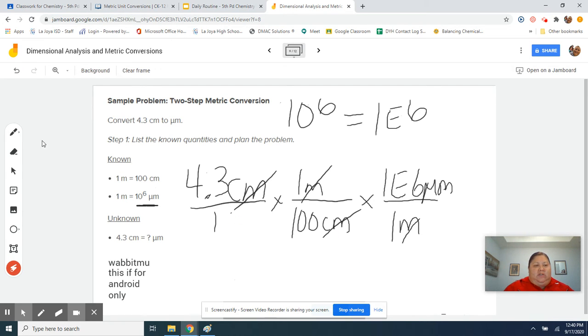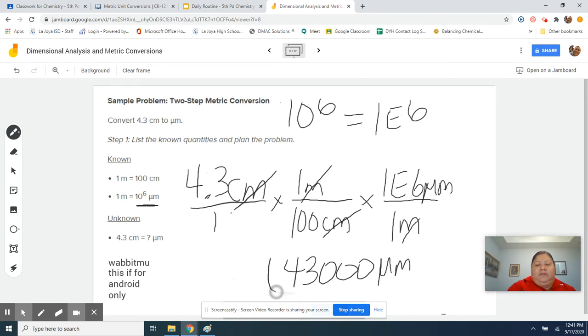43,000. Okay, so when we write that down, you're gonna write 43000. And what's our unit? Micrometers. Don't put just the number. If you put just the number, I'll take off points. I won't take off a lot of points, but I'll take off a point or two, okay?